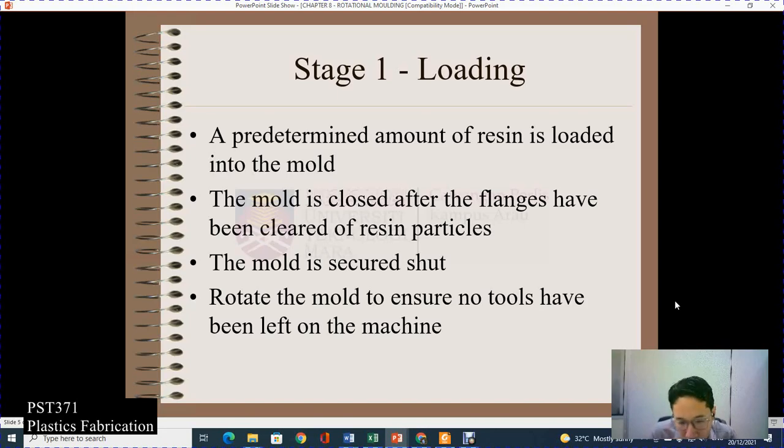So you need to weigh your raw material to be inserted into the mold cavity. Again, of course, it depends on the type of material and at the same time the thickness that you want to produce for the final product. The mold is closed after the flange has been cleared of resin particles. The mold is secured shut and then rotated to ensure no tools have been left on the machine. So you try to move or rotate the mold to ensure it is easily movable.